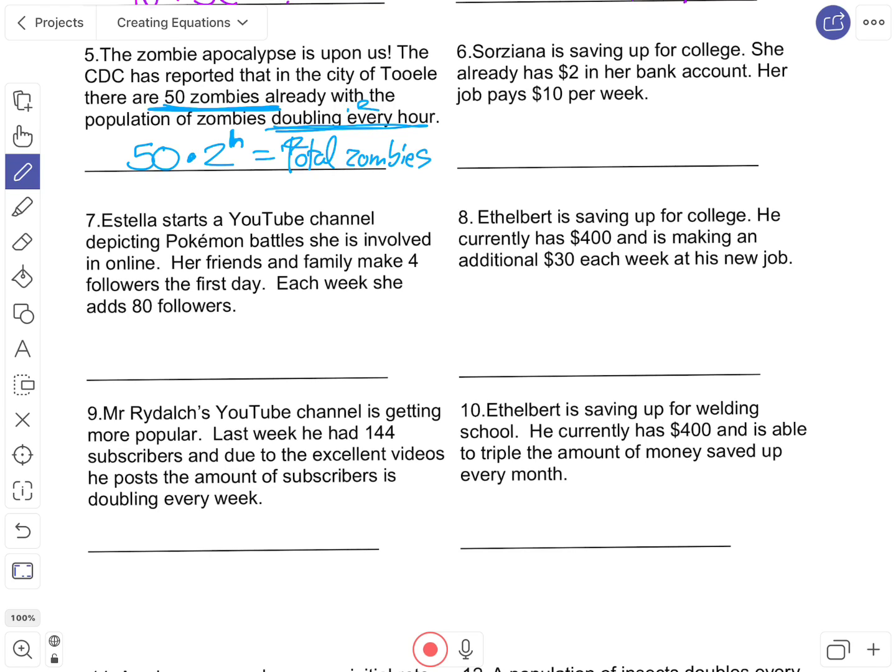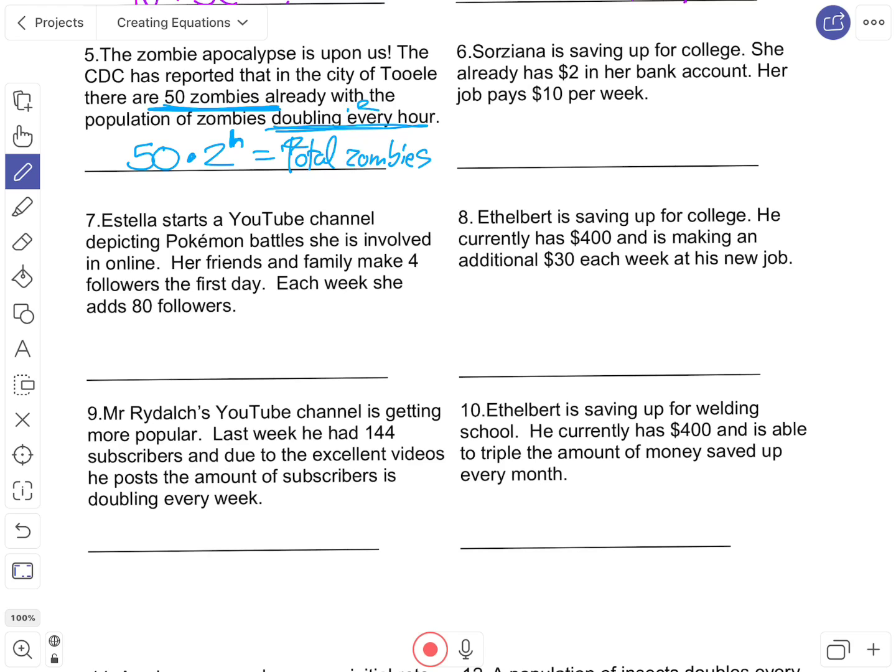Okay, so remember when you're creating equations, looking at the 2 situations that are being dealt with in the problem are helpful as well. They can kind of guide us. So Sorziana is saving up for college. She already has $2 in her bank account. Her job pays $10 per week.